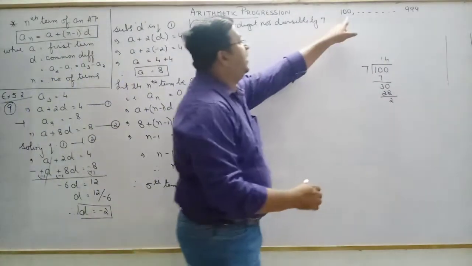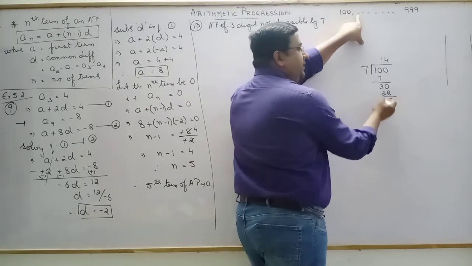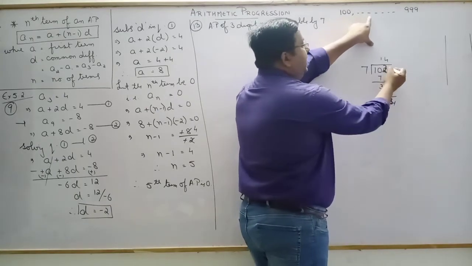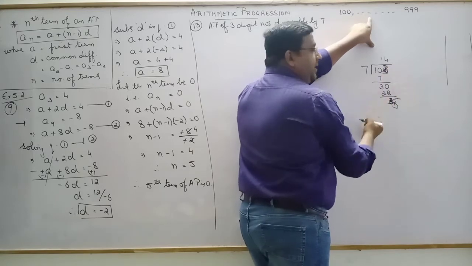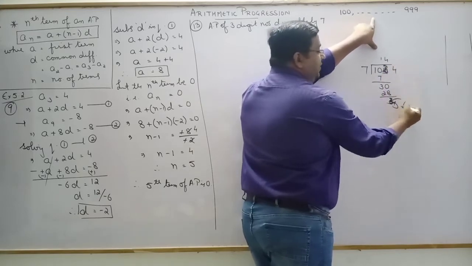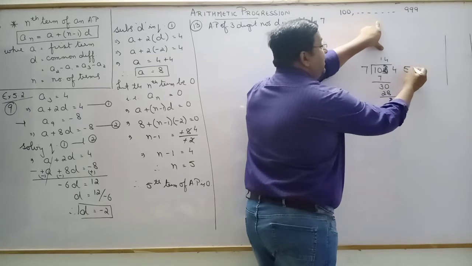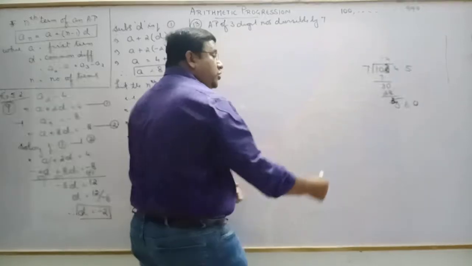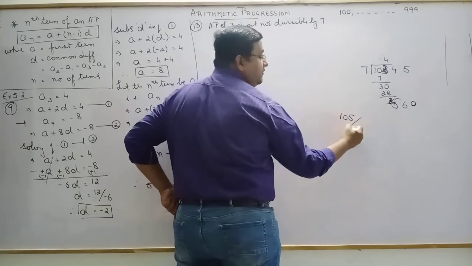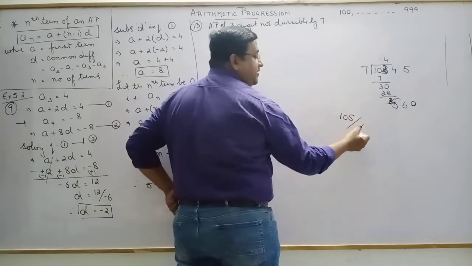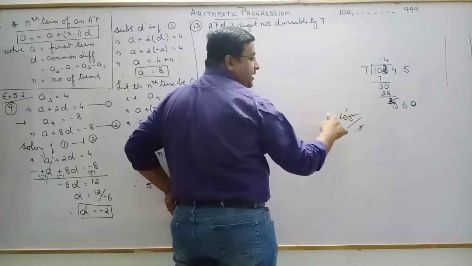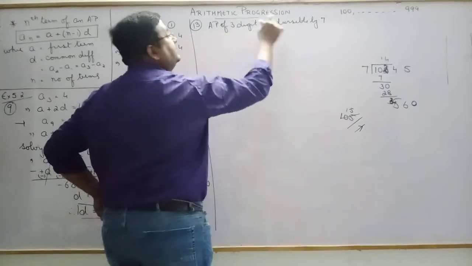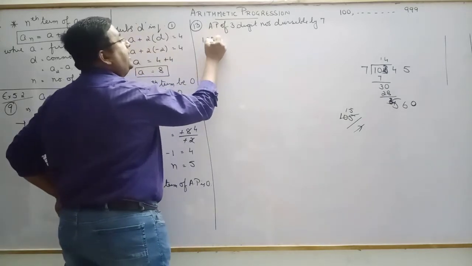Right? If we go to 101, 3 will be the remainder. 102, 4 will be the remainder. 103, 5 will be the remainder. 104, 6 will be the remainder, and 105, the remainder will be 0. So you can verify 105 divided by 7. 7 ones are 7. Carry 3, 7 5s are 35. So which is the first 3-digit number divisible by 7? 105.